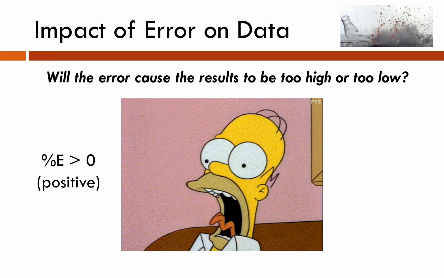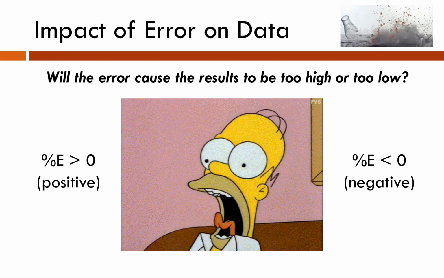If your error causes results to be too low, your calculated value is going to be less than the accepted value, and you're going to end up with a negative percent error. This is why it's really important to not use absolute value bars and to make sure that you're always doing experimental minus actual when you're calculating percent error.